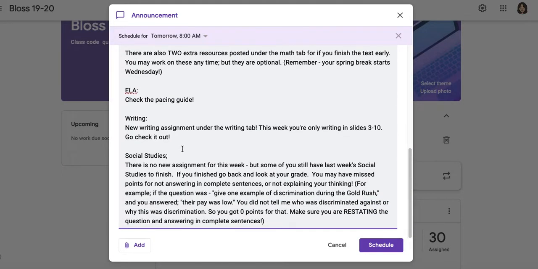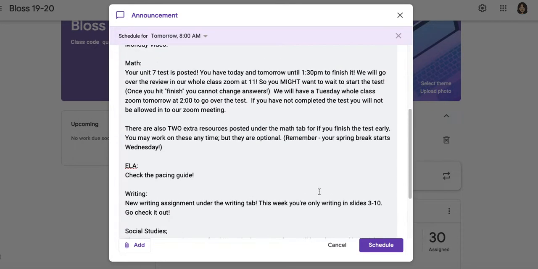All right, and social studies, no new assignment for this week, but some of you still have last week's to finish and turn in. You can go back and look at your grade because I corrected those. You may have missed points for not answering in complete sentences or not explaining your thinking. So go back and look at those, and if you haven't done it yet, you need to get it done.